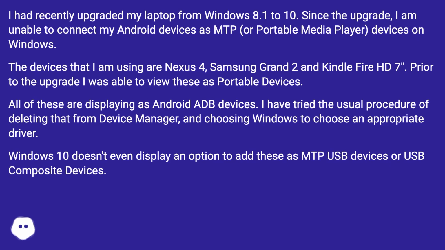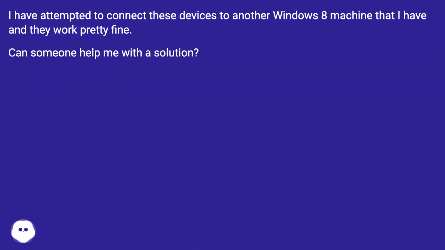Prior to the upgrade, I was able to view these as portable devices. All of these are displaying as Android ADB devices. I have tried the usual procedure of deleting that from Device Manager, and choosing Windows to choose an appropriate driver. Windows 10 doesn't even display an option to add these as MTP USB devices or USB composite devices. I have attempted to connect these devices to another Windows 8 machine that I have, and they work pretty fine. Can someone help me with a solution?